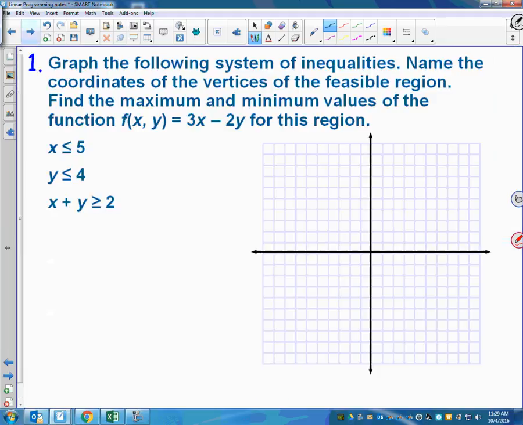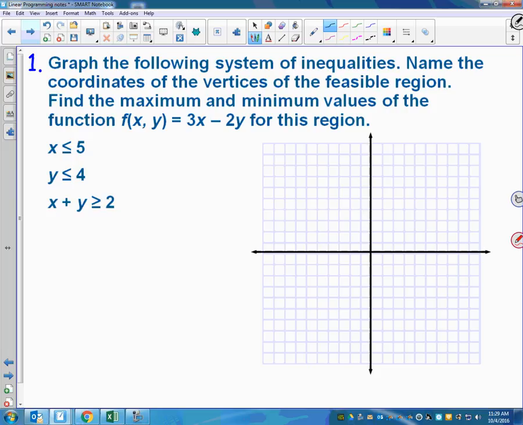So if you just read the first 2 sentences here, it's exactly what you just did on your homework quiz. Graph the following system of inequalities. Name the coordinates of the vertices of the feasible region. They give you 3 equations. You could graph it and make the shape. The only new part is, then it says, find the maximum and minimum values of the function, and they give you this weird function for the region. All right, so that's the new part.